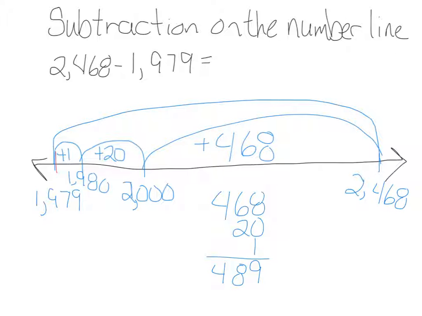Now if you want to check your work, which is always a good idea, you're going to do 1,979 plus 489, and you're going to see if you get 2,468. So 9 and 9 is 18. And then we add the rest, and we get back our original answer of 2,468.